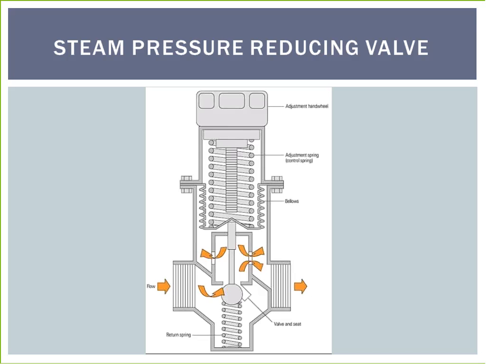The first is non-piloted, direct-acting valves. The adjustment spring places downward pressure setting force directly on the main valve. The second is a pilot-operated valve, which places the adjustment spring's downward pressure setting force directly on the pilot valve, which is smaller and separate from the main valve.